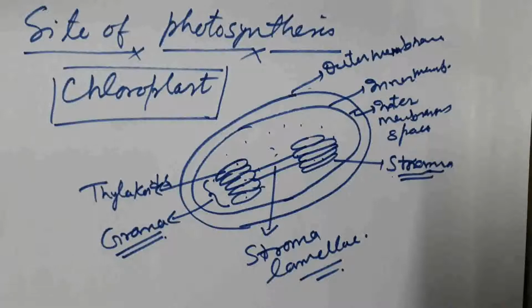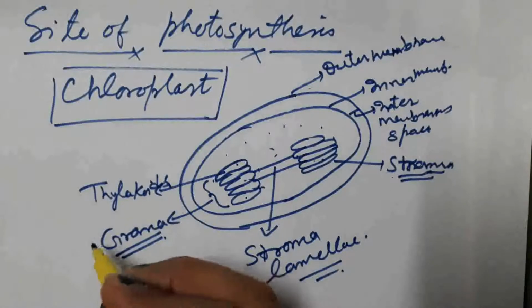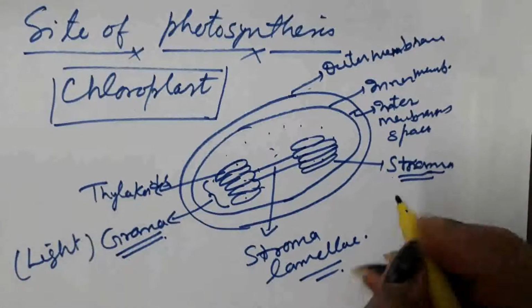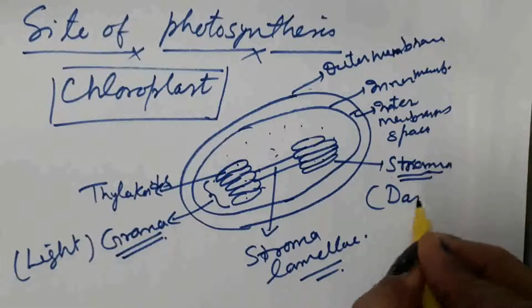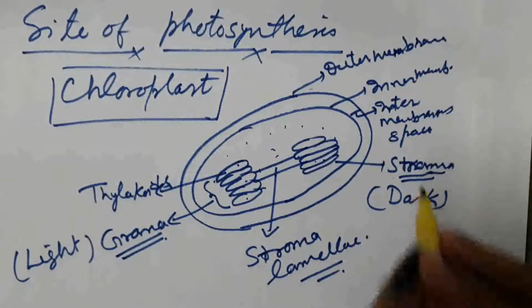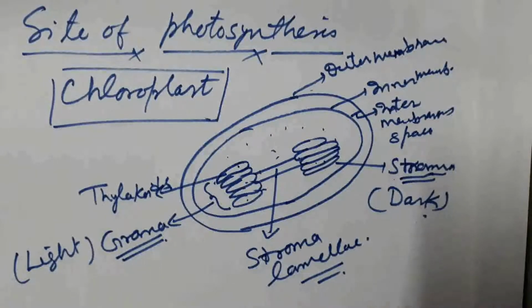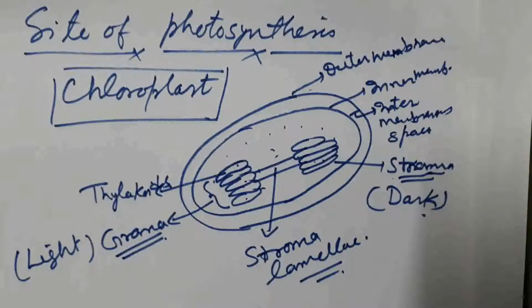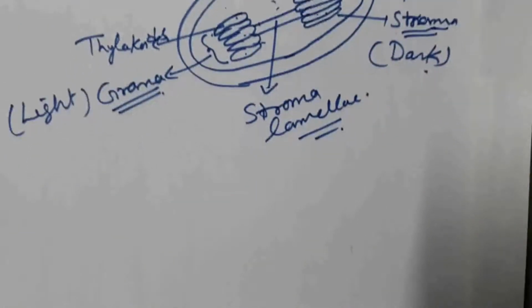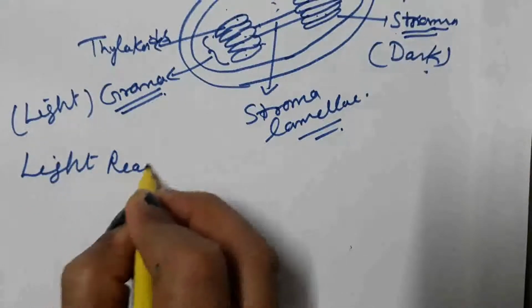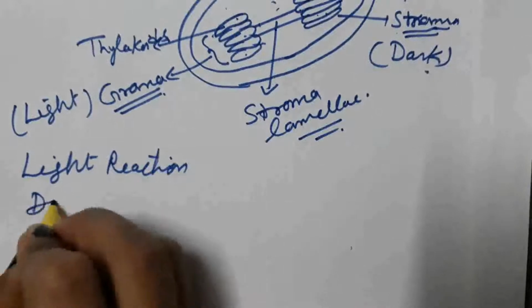Photosynthesis is completed in two steps: light reaction and dark reaction. Light reaction takes place in grana and dark reaction takes place in the stroma region. In the stroma region, lots of enzymes are present which help in completion of the dark reaction.